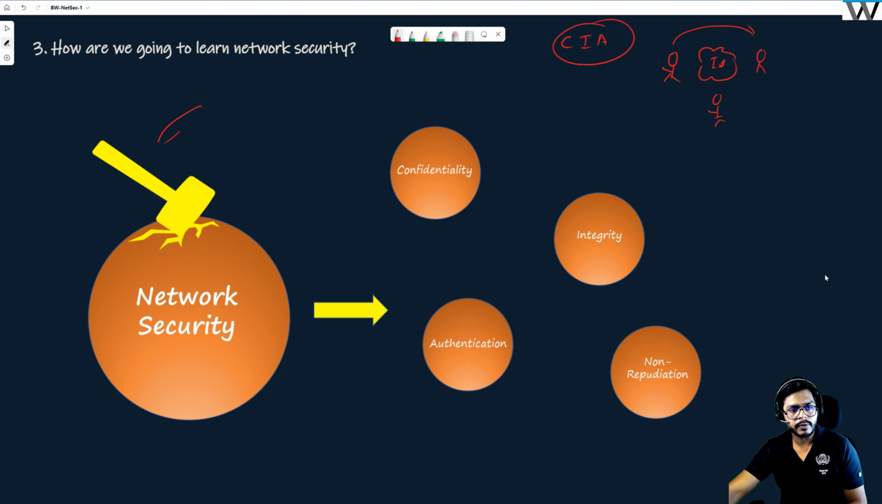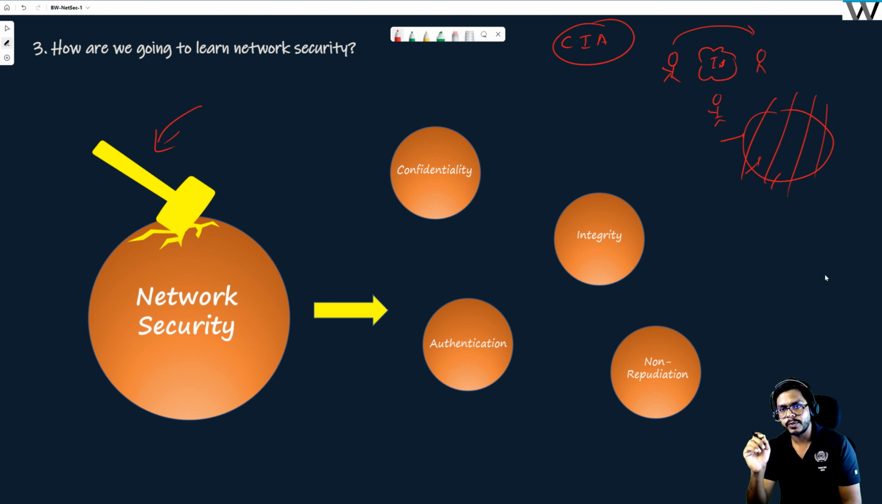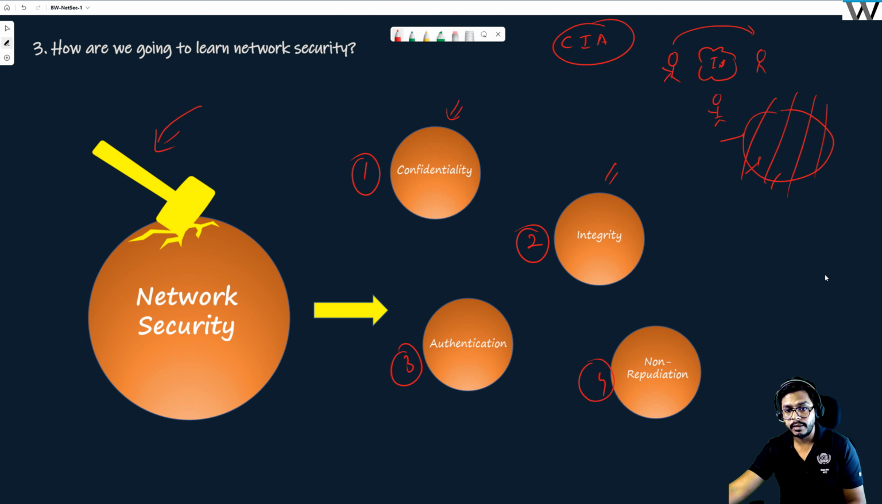If we break that with a hammer, it is going to be divided into four parts. Why am I doing this? Believe me, if you have a big puzzle and you divide it into smaller pieces, work on these individual pieces and then combine the puzzle back, this approach is going to be pretty easy instead of solving the puzzle at once. That is exactly what I am doing here. I am breaking this network security problem into multiple parts by hammering it. Now you can see that the big problem is broken into several pieces: 1, 2, 3, 4. Number 1 is confidentiality. Number 2, integrity. Number 3, authentication. And number 4 is non-repudiation.